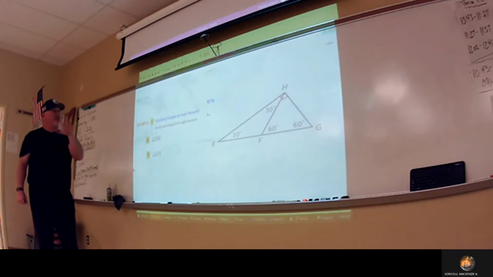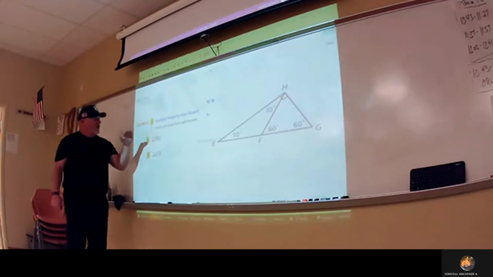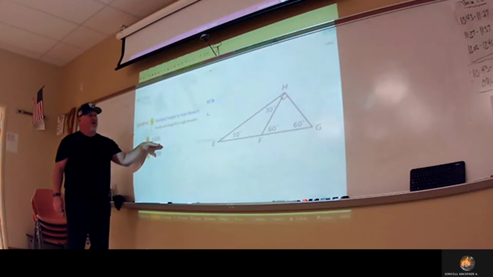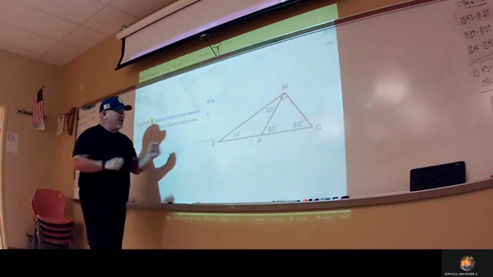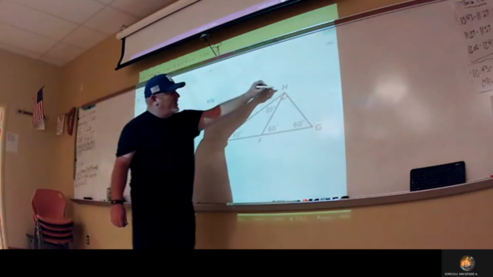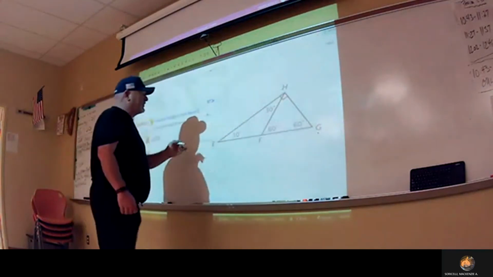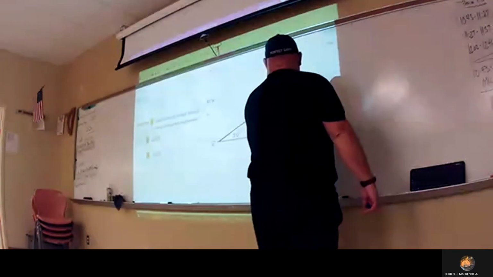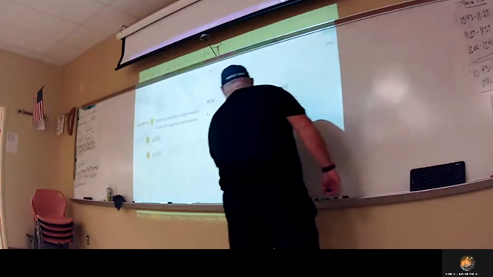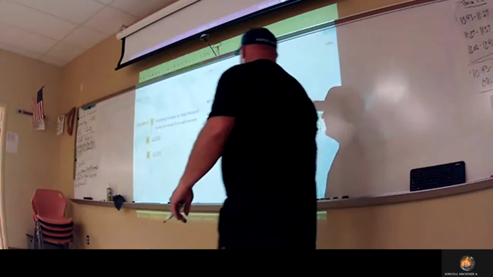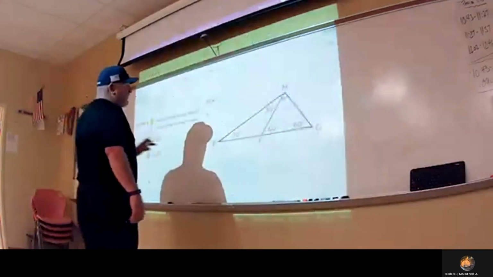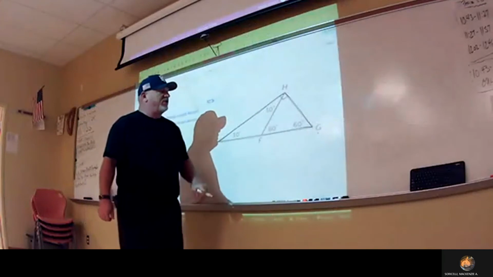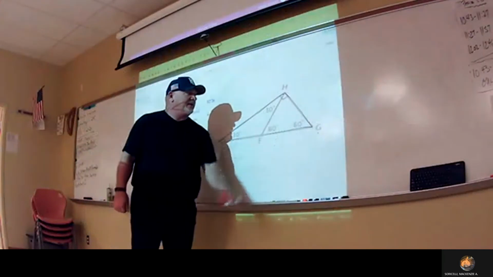All right? The first thing I do is I say, okay, they're talking about triangle EHG, right? E, H, and G. The first thing that I do is I'm going to outline that triangle. So I outline it, all right? And now I know what triangle we're talking about. Now, they've given us some things, right? We know this angle's 30 degrees. We know this angle's 30 degrees, 60 and 60.